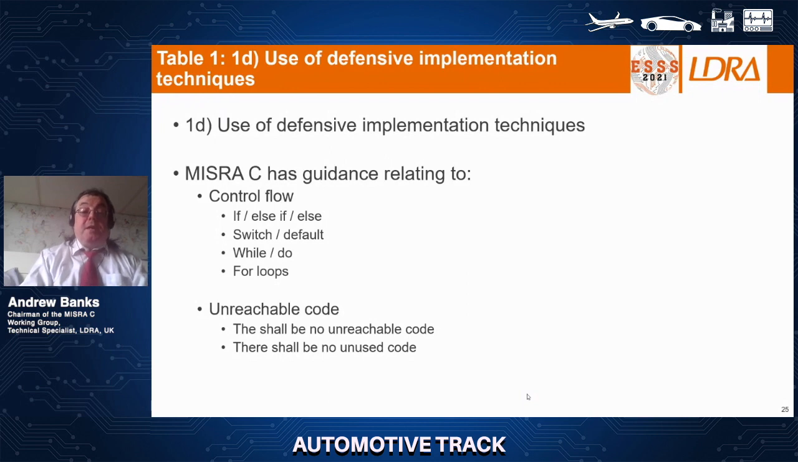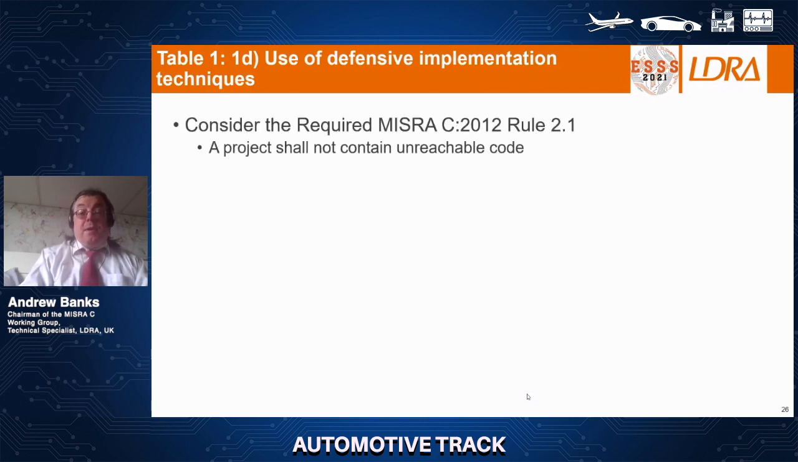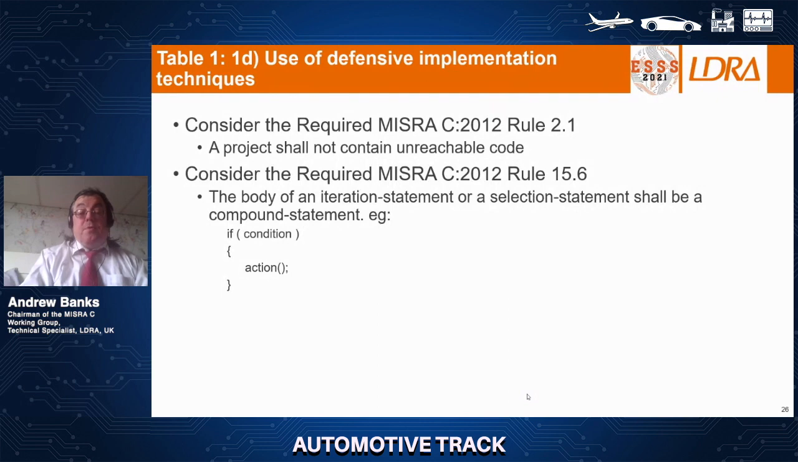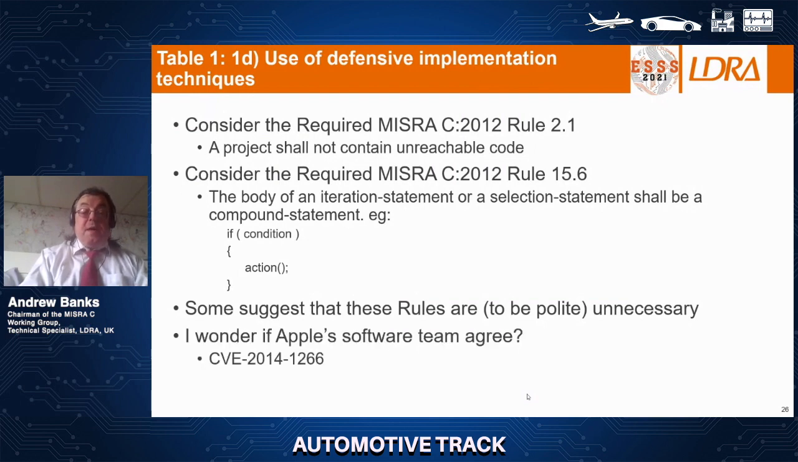I do a longer presentation in this particular area that talks of a case study around the Apple SSL bug of a few years ago, because if the MISRA guidance had been followed, that Apple bug would not have happened. But in summary, a project should not contain unreachable code. We insist on putting the braces around compound statements. Now, some people suggest these rules are fussy, awkward, unnecessary, but they themselves would have stopped Apple's embarrassment with the goto fail bug. And if you want to see more details of that, the CVE is there, and I have done other presentations that go into this in a lot more detail.